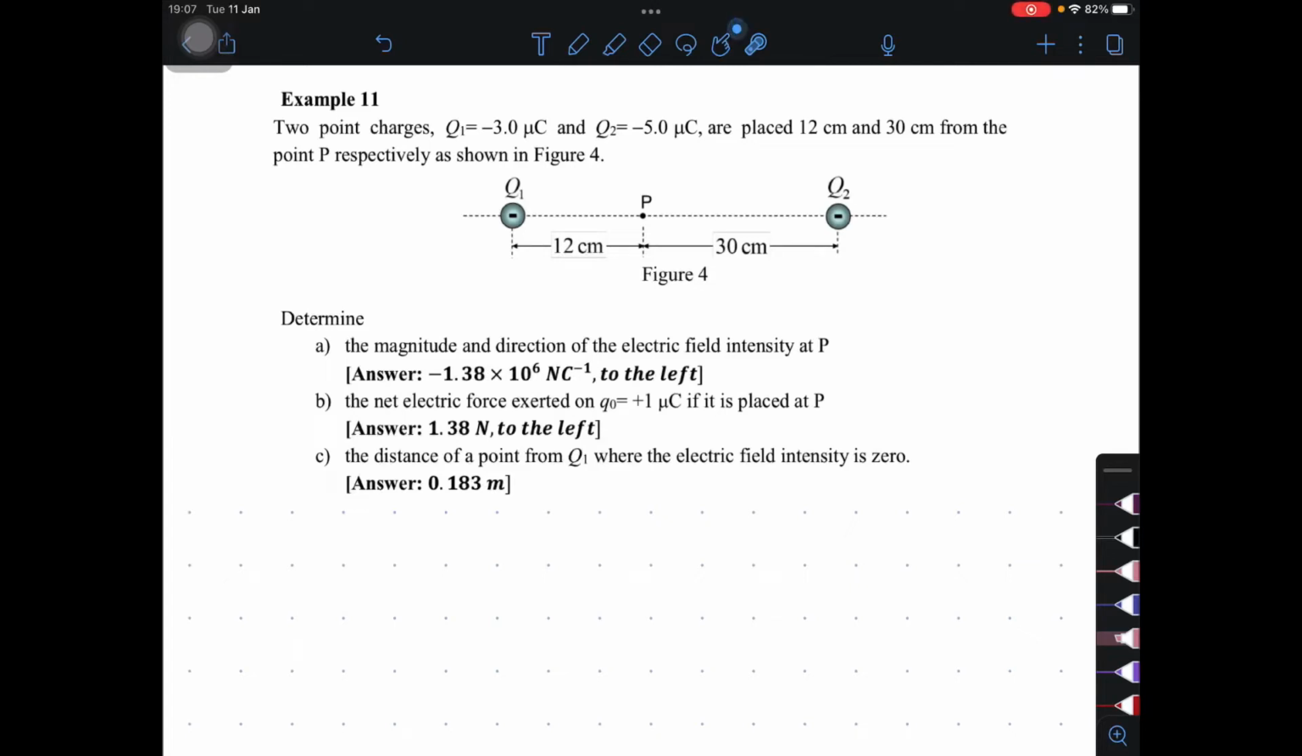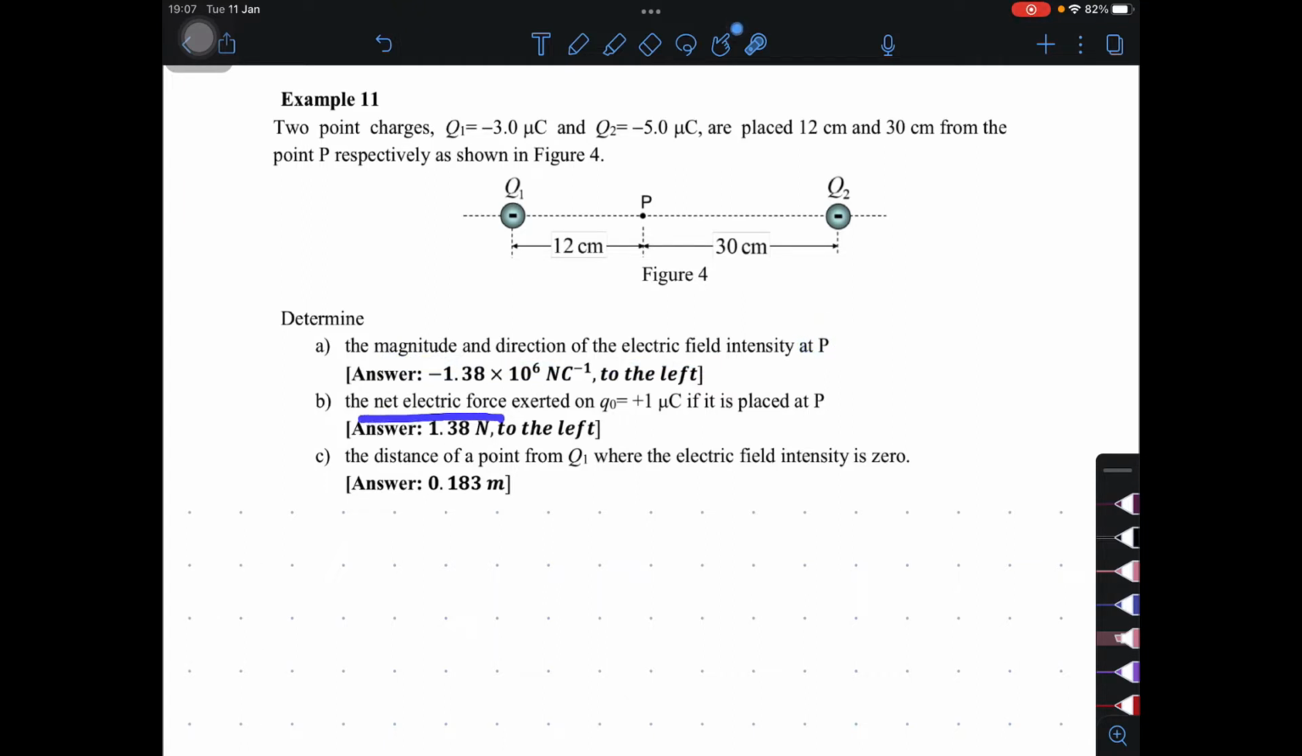Okay, now let's look at example 11. Two point charges, Q1 negative 3 microcoulomb and Q2 negative 5 microcoulomb, are placed 12 cm and 30 cm from the point P respectively, as shown in figure 4. So we are given here Q1 negative charge, Q2 negative charge, and there's point P here. Also the distance between the point P and the charges.